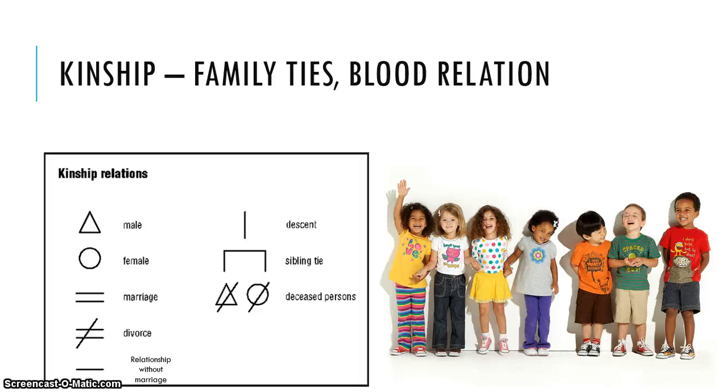Now, as we go through the 5 different family structures, let's first see what we will be diagramming. It is important to know what you are looking at in the next few slides. As you can see, the male here is represented by a triangle, a female by a circle, marriage by an equal sign or a double line, a divorce or relationship that has ended will be slashed through, a relationship without marriage is a single line, descent is by a single vertical line, sibling tie you can see as an unclosed rectangle, and deceased or absent persons will be struck through.